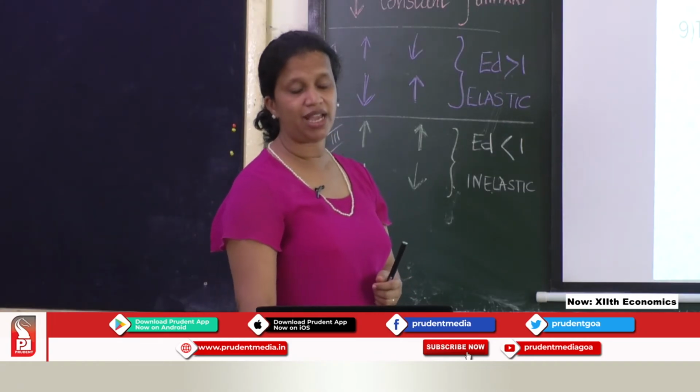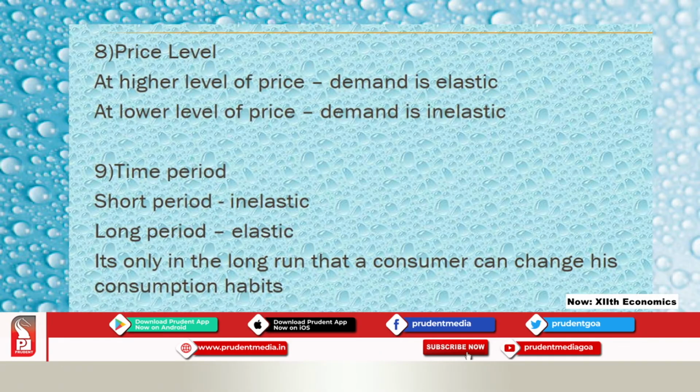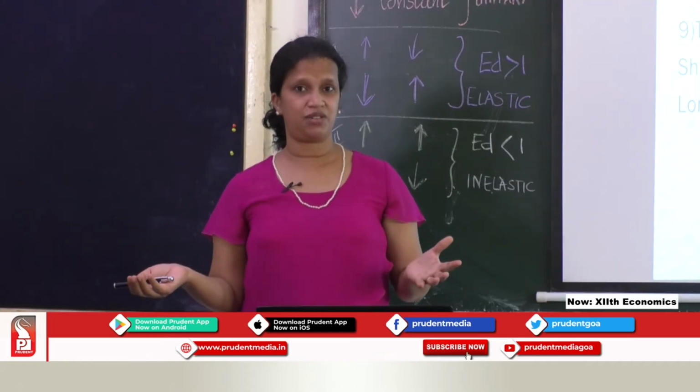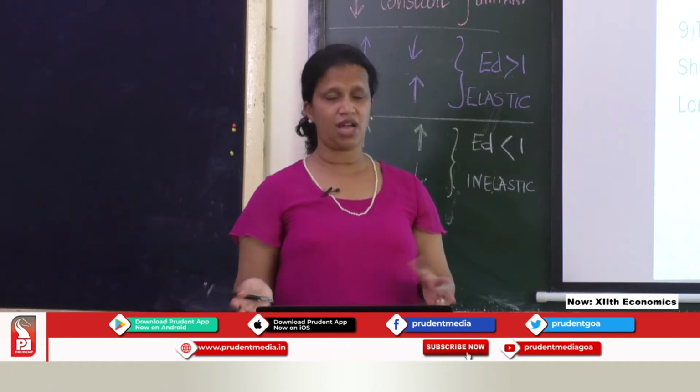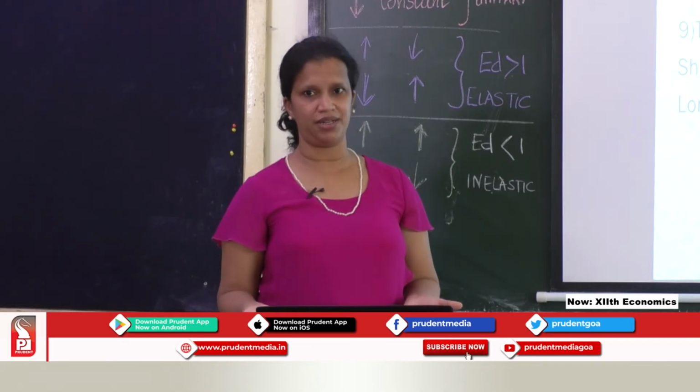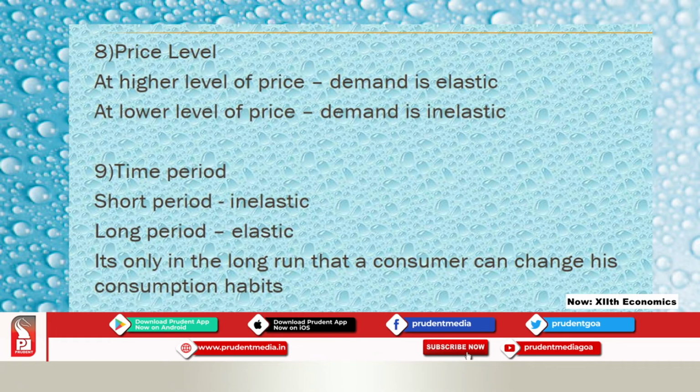And finally, we look at the time period. Now, two time periods, short period and long run period. Short period demand is inelastic. That means in the short run, I am going to buy a commodity irrespective of the price because I have to consume it. I may be habituated, I am used to it, whatever might be the reason, I am going to buy it. In the long run, demand is elastic.